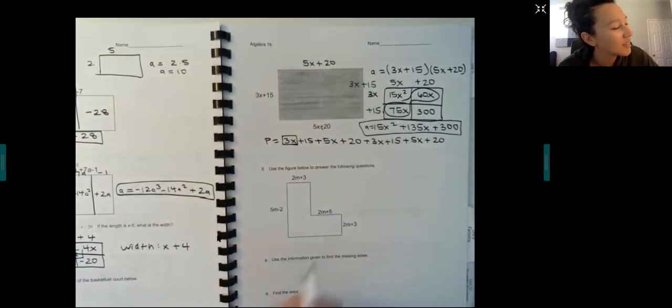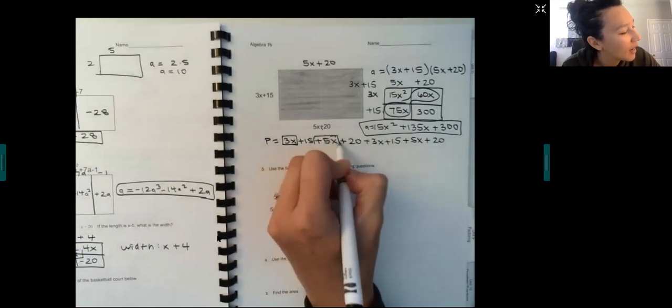I know, I mixed up perimeter with the area. We had area on the brain.